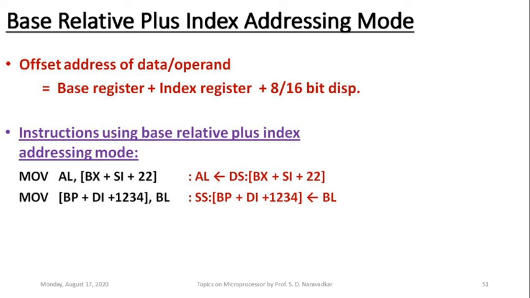So this is all about the base relative plus index addressing mode, which is the most complex type of addressing mode, used for referencing data from arrays and multi-dimensional arrays. Of course, each addressing mode has certain applications. As and when you go for programming and write assembly language programs on your own, at that time you will understand the details of each addressing mode.